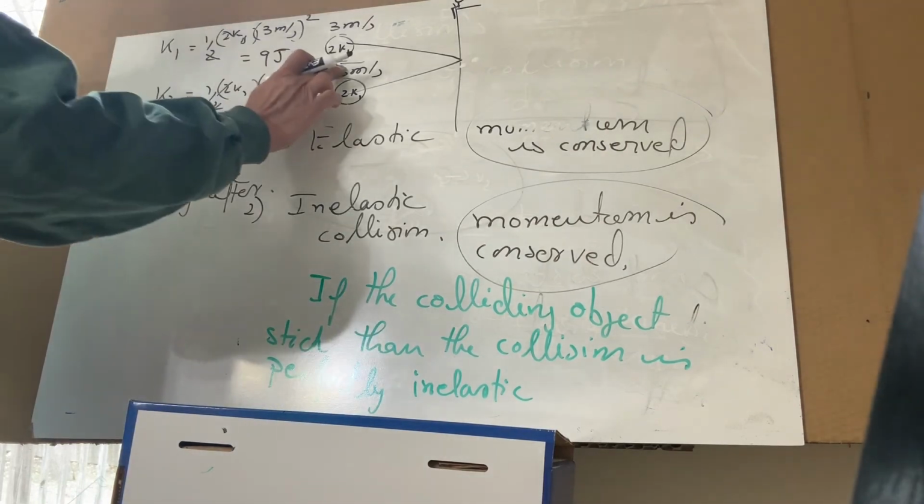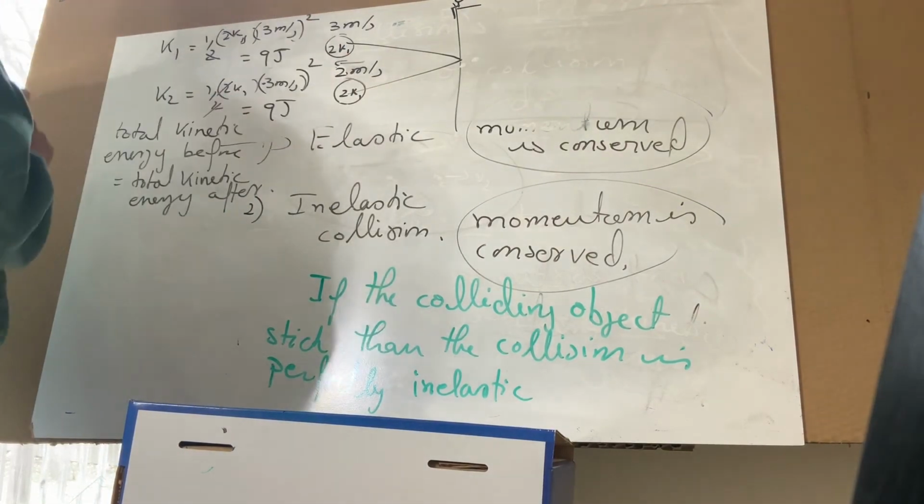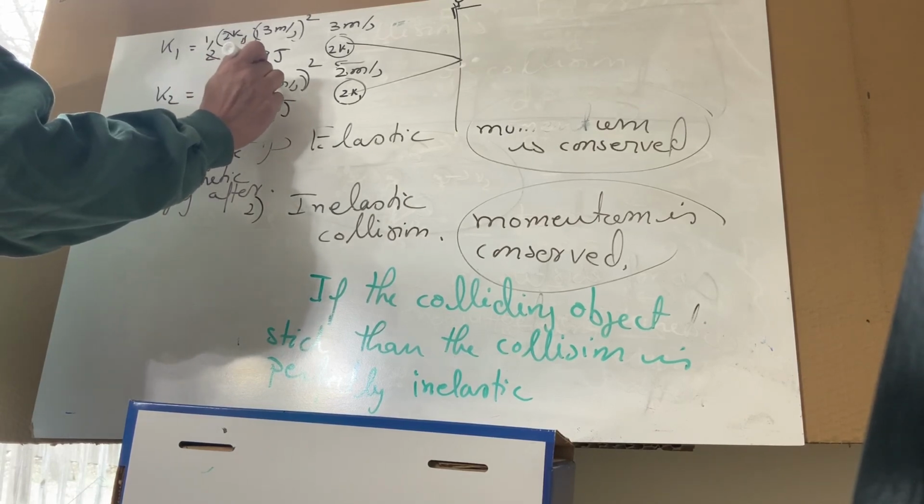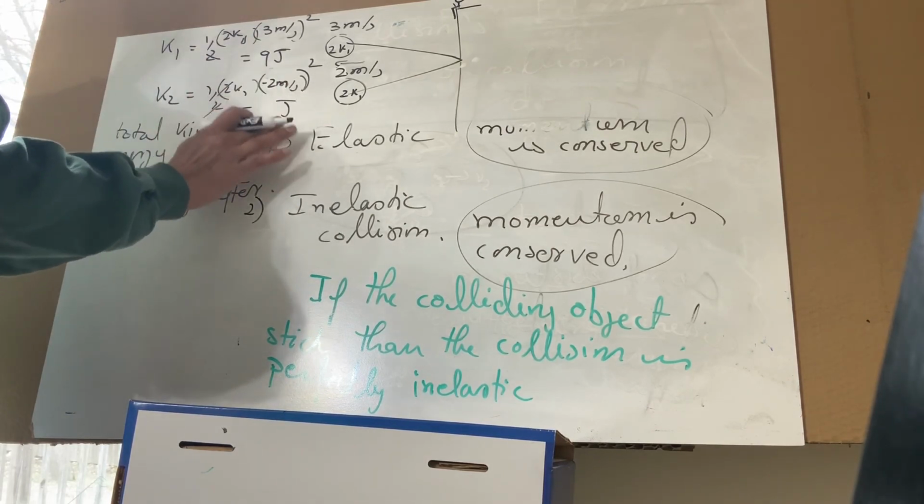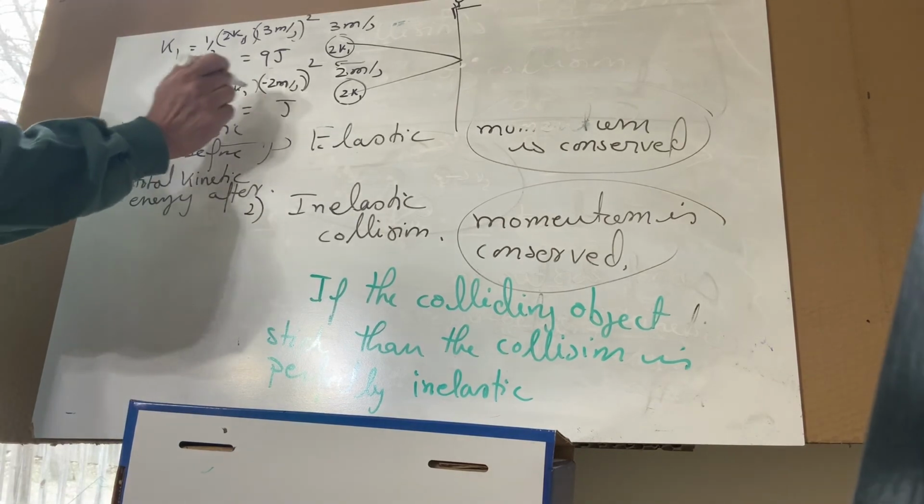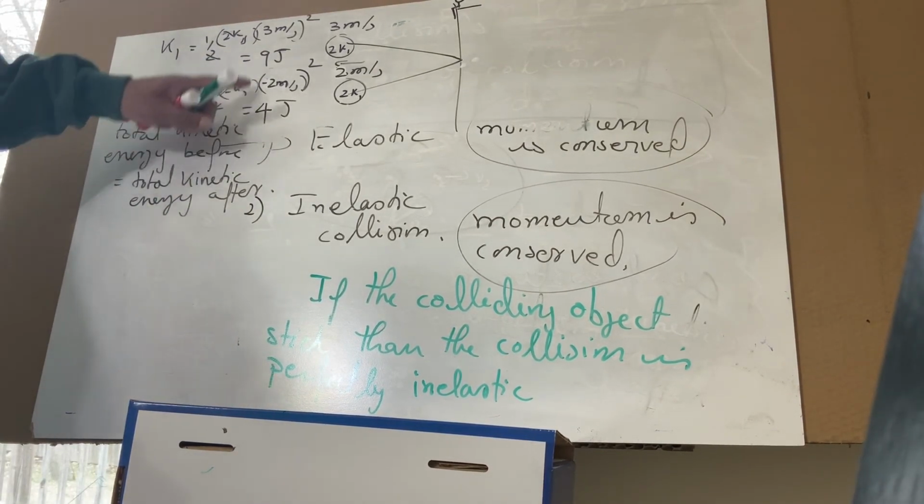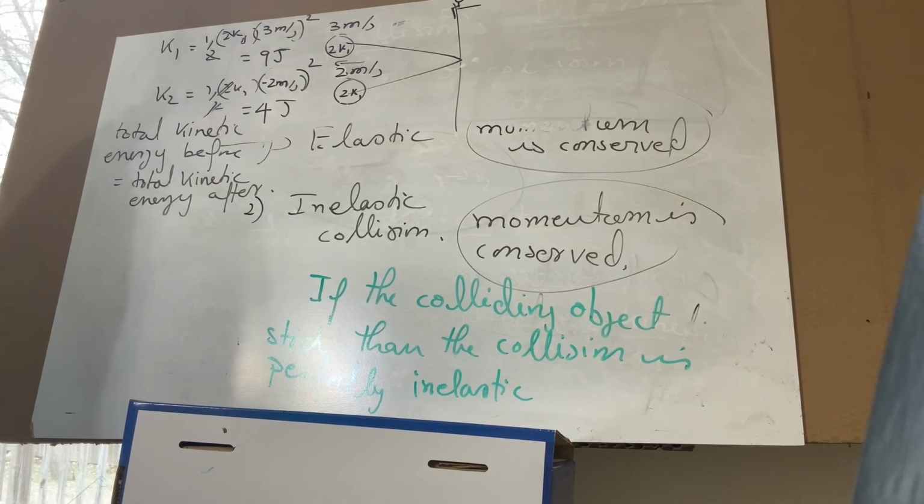But if this was 2, what will this become? This is minus 2 meters per second, squared, right? So 2 and 2 will cancel. Minus 2 times minus 2 is 4 joules. Now the collision is inelastic, right? Does that make sense?